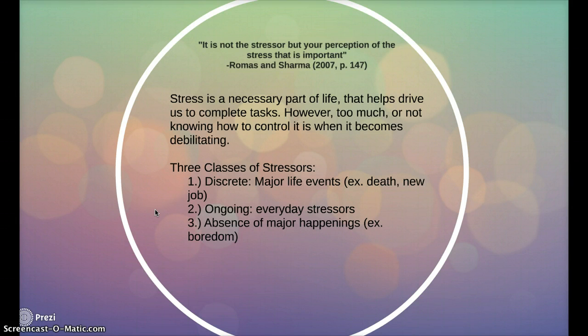There are three main classes of stressors. There are the discrete ones, which are major life events such as a death or a new job; ongoing stresses, which are everyday, persistent things, daily hassles; and then the third category, which is the absence of major happenings, such as boredom, or when the desired events don't occur or don't occur when you think that they should.